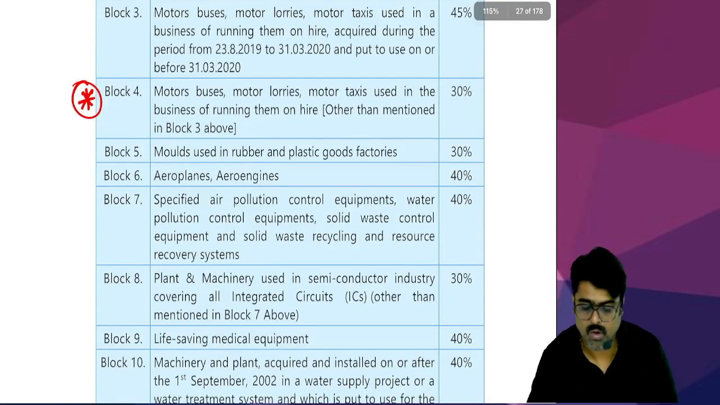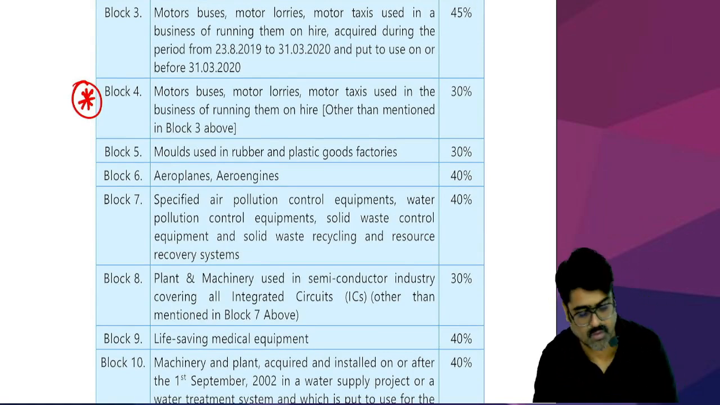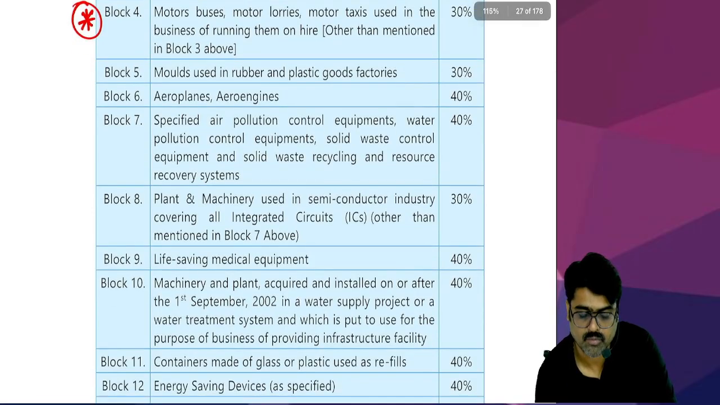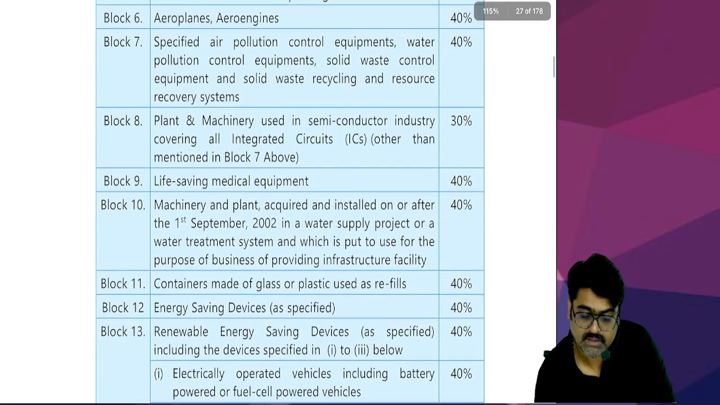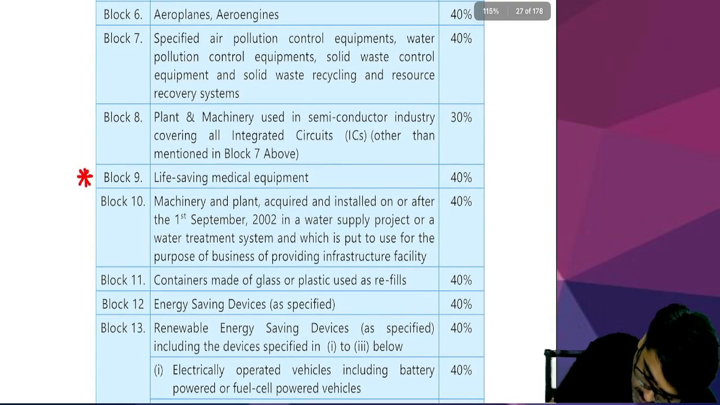Now, molds used in rubber and plastic goods factory, just read once, 30%. No need to remember. Aeroplanes, aero engines, what is the rate? 40%. Specified air pollution control equipments, water pollution control equipments, solid waste control equipments, and solid waste recycling and resource recovery system, 40%. No need to remember all these rates. Whatever rates I am marking now, please remember those rates. Plant and machinery used in semiconductor industry, block number 9 is important.